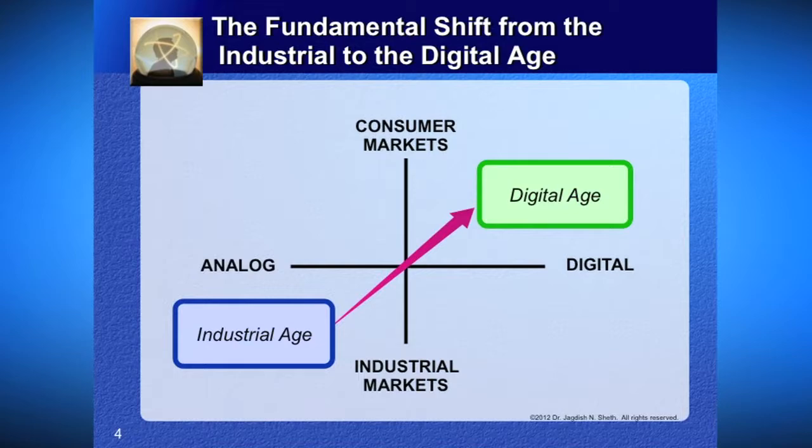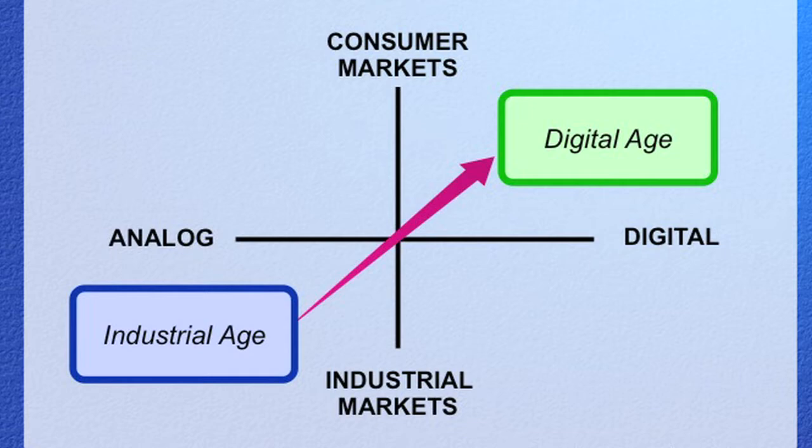So what's the fundamental shift from the industrial to the digital age? The fundamental shift is that the world is going from analog to digital everywhere. In fact, it's so universal. And digital is not just the computer aspect, but all forms of communication, all forms of information, etc., which I will show you in this second presentation.